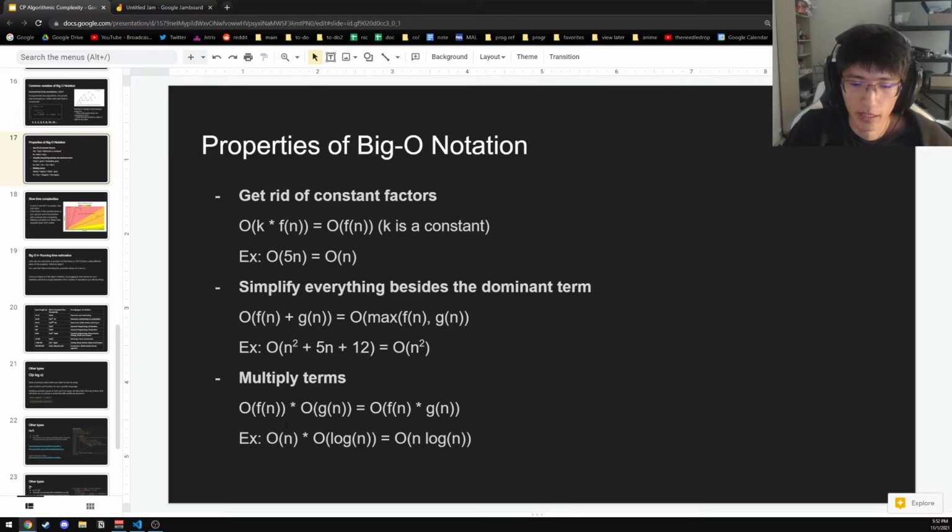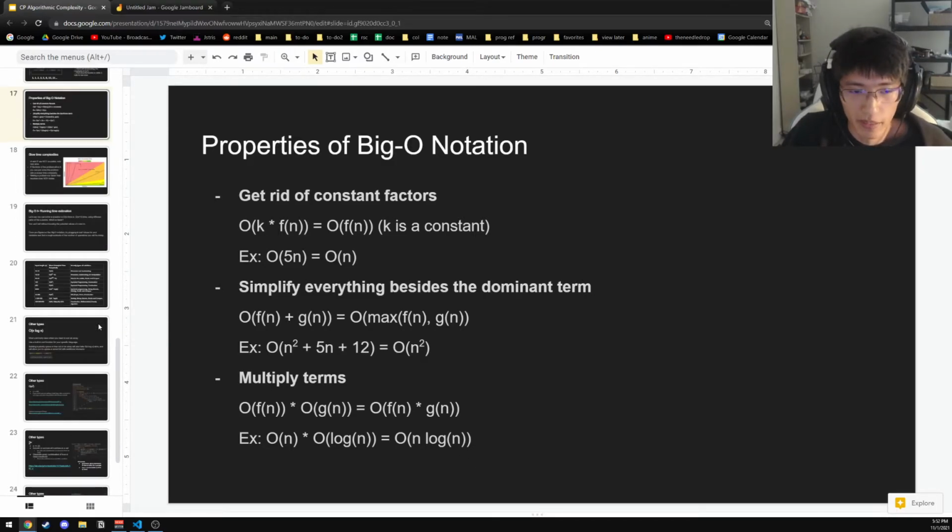So if you're doing a log n operation n times, then you'd say it's n log n time or something like that. So you can't just cut away some factors. You can combine terms if they multiply with each other.